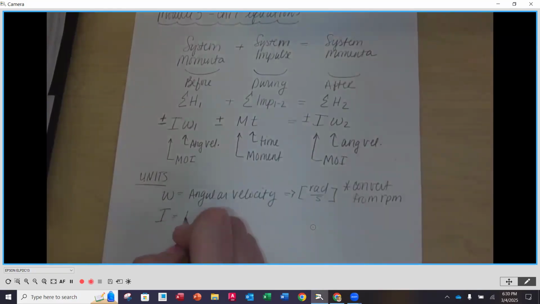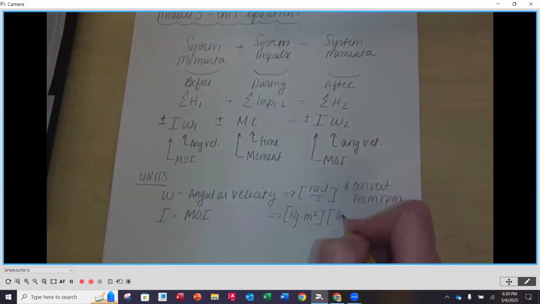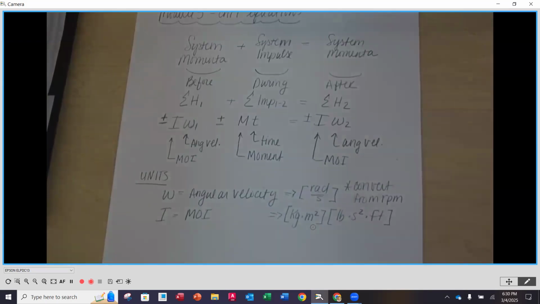I, as we know, is moment of inertia, and the units are going to be kilograms times meters squared for metric, and pounds times seconds squared times feet for English or standard units. Okay, so that means that any distances we have to have in the appropriate units, and any forces or weights we have to have in the appropriate units or masses.